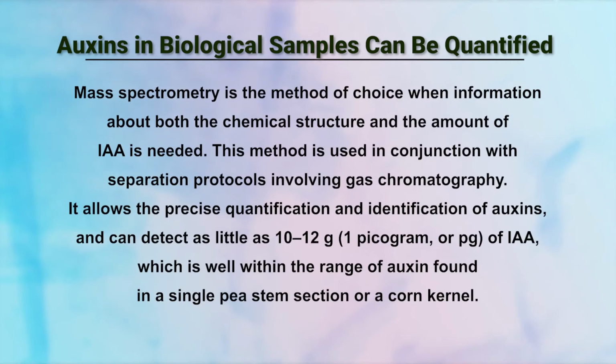Now, other than these bioassays, some modern techniques can also be used to quantitate auxins in biological samples, such as mass spectrometry and ELISA. Now, mass spectrometry in conjunction with gas chromatography gives us two pieces of information together. One is the exact structure of the auxin present in the biological sample, and secondly, its precise quantification, even when the level of auxin is very, very low in the biological sample.